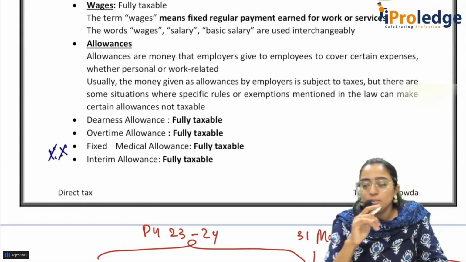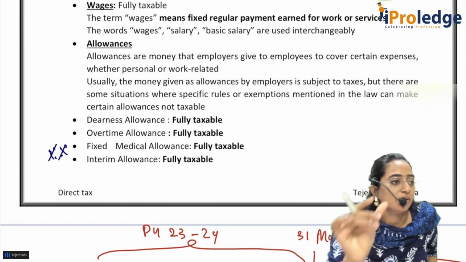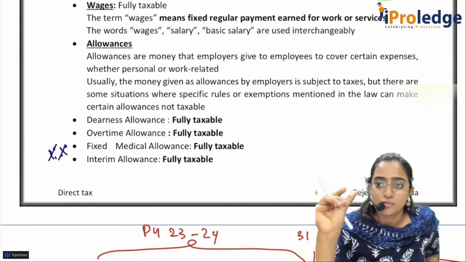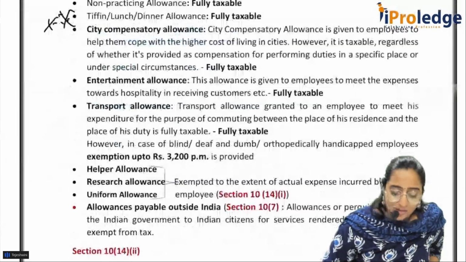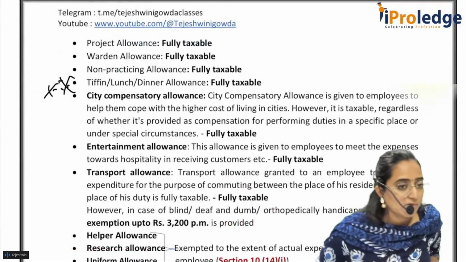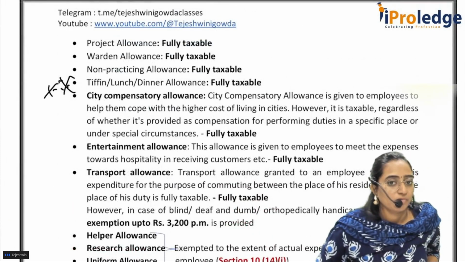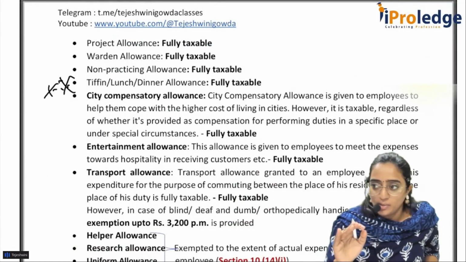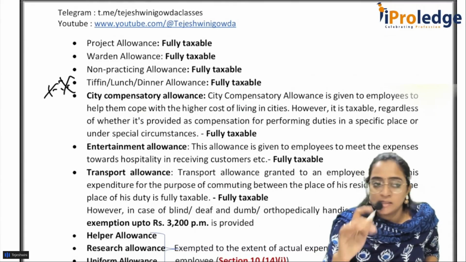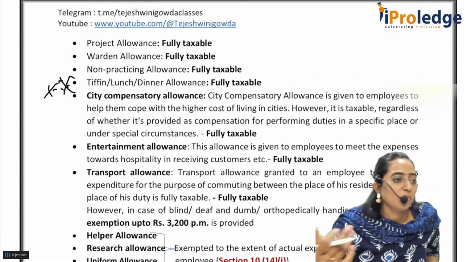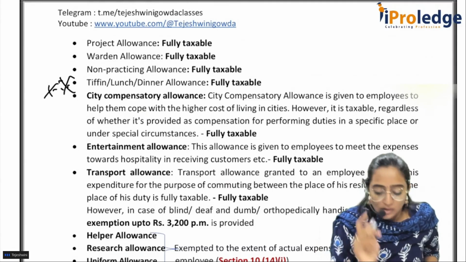If you are receiving the medical allowance in a fixed sum, then it is fully taxable. If you are not receiving it in a fixed sum but as a perquisite, it is different. Perquisite means non-monetary benefit. Allowances are monetary benefit. Perquisites are non-monetary, not in cash, but some form of help or support. We'll see that later.